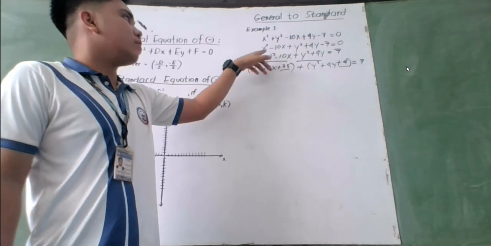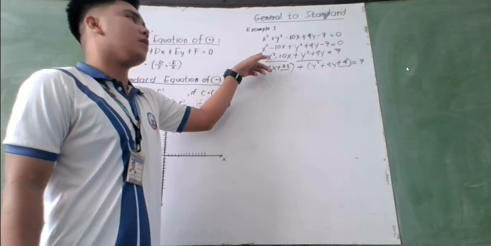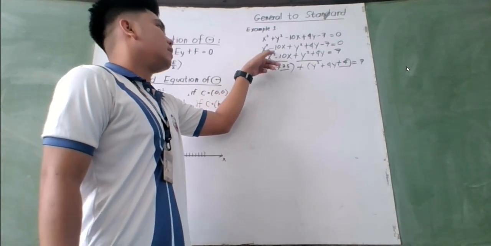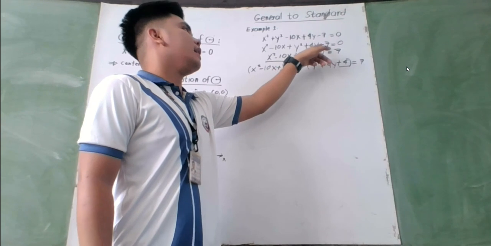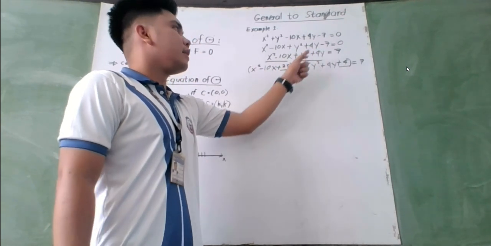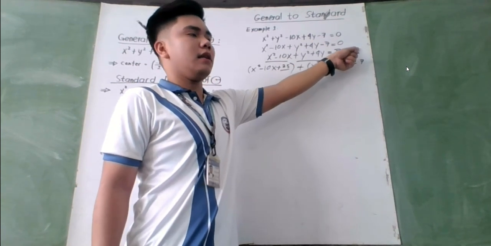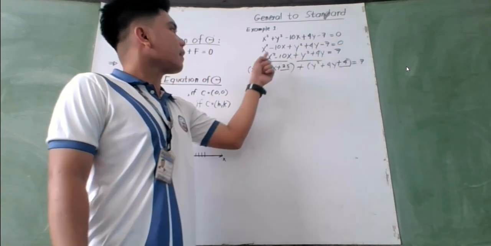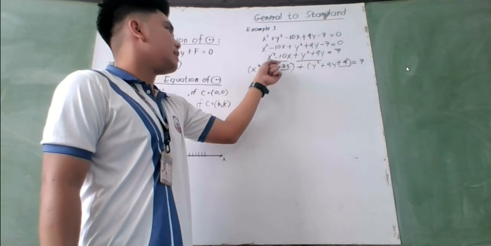So usually we arrange it starting with x because of alphabetical order. So x squared, then x, y squared, 4y, negative 7. The second step is transpose the constant to the right side, okay? And you have this now.